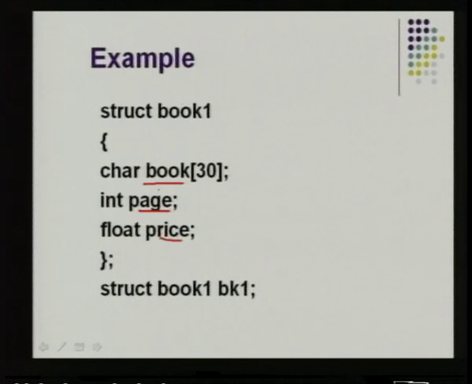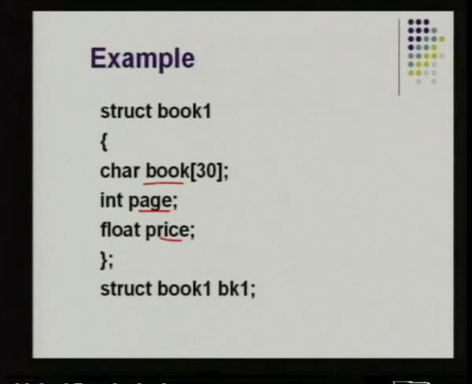Book 1 is a structure tag. Now, they are present within the opening and closing braces, and we have terminated it with a semicolon. Now, if you see over here, we are having this struct book 1, which is nothing but the structure tag, and bk1. So, this is the structure variable. What is the use of this structure variable? To access each of these members, that character member, integer member, and float member, we have to access it only using this structure variable. Now we will see what is the syntax to access these members.